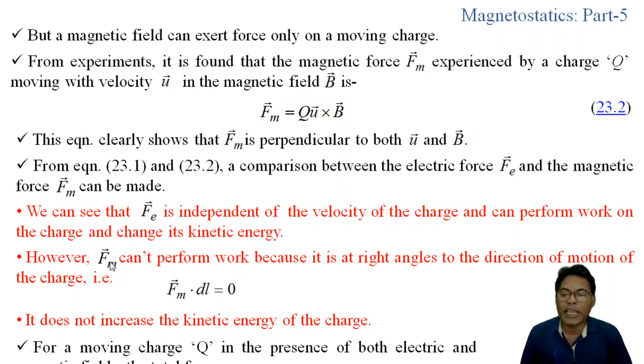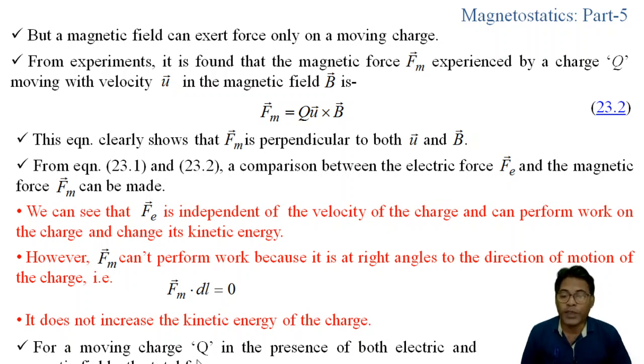However, the force Fm, as you can see in 23.2, cannot perform work because it is at right angles to the direction of the motion of the charge. Here the Fm is perpendicular to the velocity of the charged particle. That is why Fm dot dl will be equal to 0. So obviously it does not increase the kinetic energy of the charge.